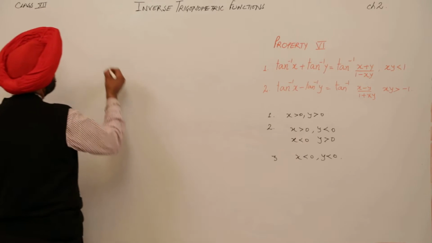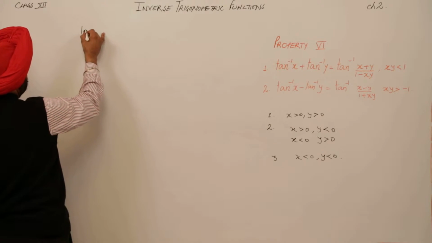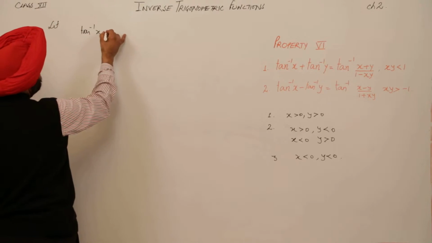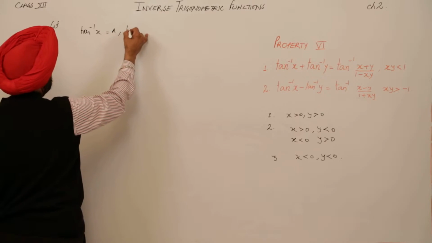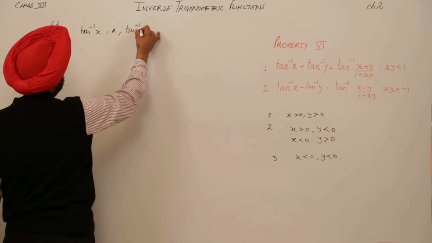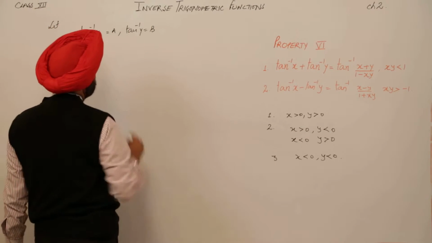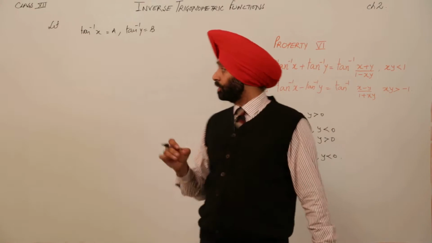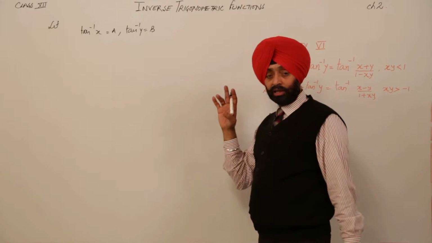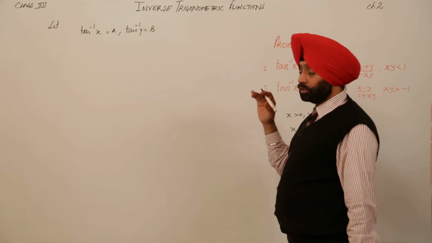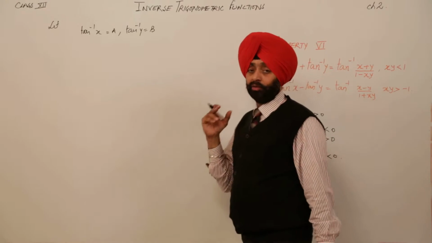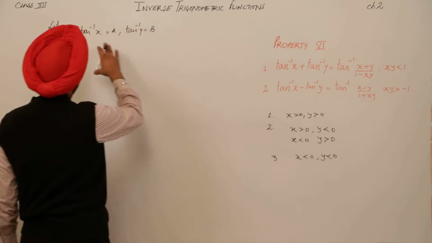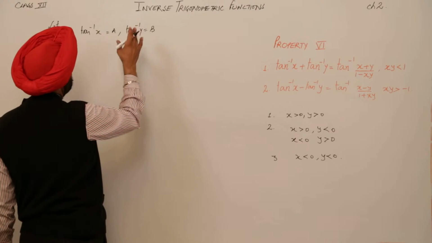Now for the first part we have tan inverse x. Let tan inverse x be equal to A, and tan inverse y be equal to B. Here I am writing capital A and capital B because you have done a formula in class 11th, the formula for tan of (A plus B), where A and B are angles. So x is equal to tan A, y is equal to tan B.